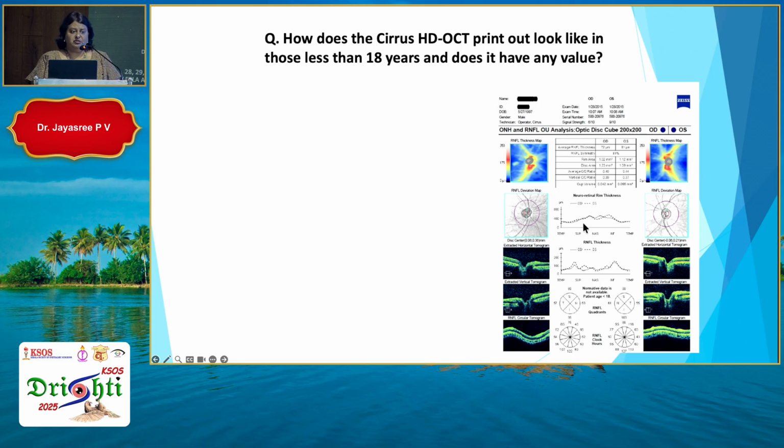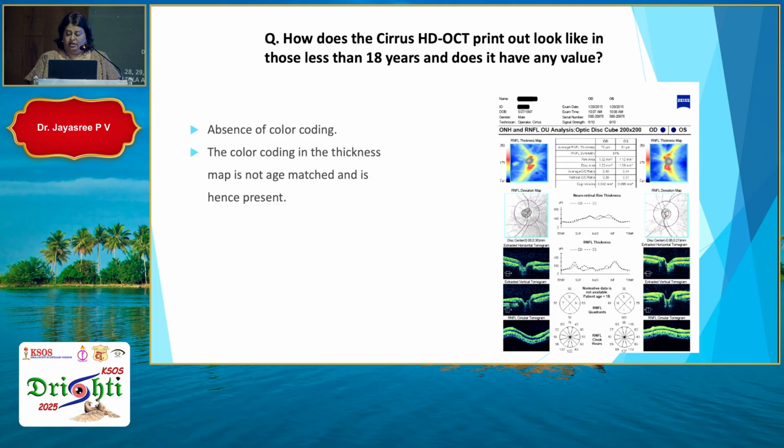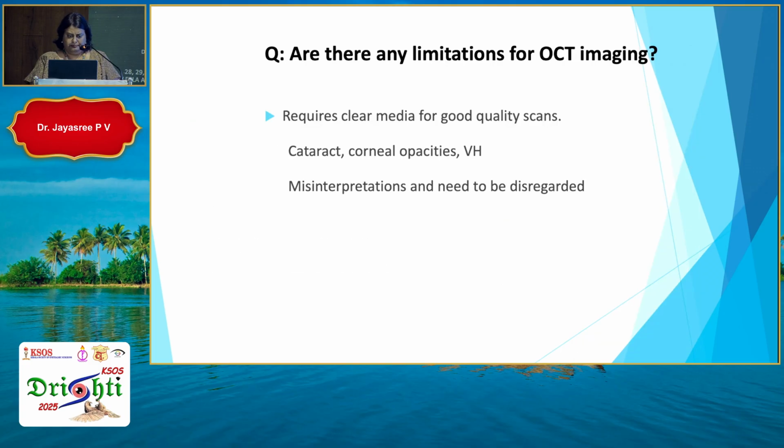But is it still useful? Yes, it is still useful, because you can use the same OCT to compare the progression of the patient, even if he is less than 18. The same patient can be compared for progression with his own OCT.